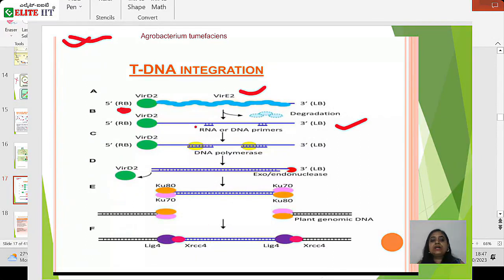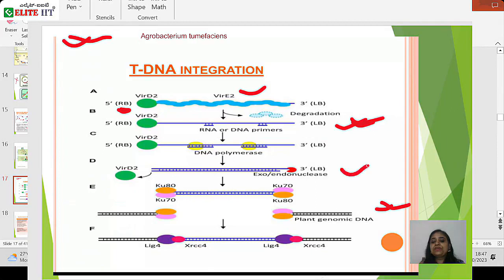Now the single stranded DNA is going inside the plant. Inside the plant, how it is integrated into the genome is given here. First of all, it was initially single stranded. Now a few primers will be attached, and DNA polymerase will synthesize the next strand.